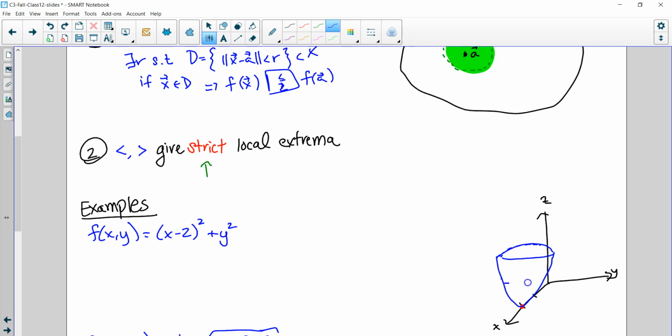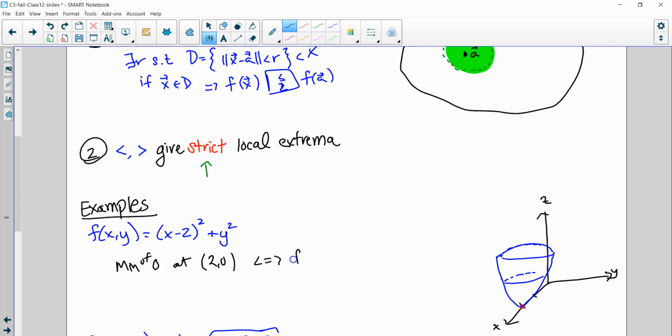Okay, and then we can do something like that in between. Okay, so paraboloid shifted over 2 units along the x-axis. So then the question is, okay, what are our local extreme values? Well, we certainly know that there's a min of 0 at (2, 0).